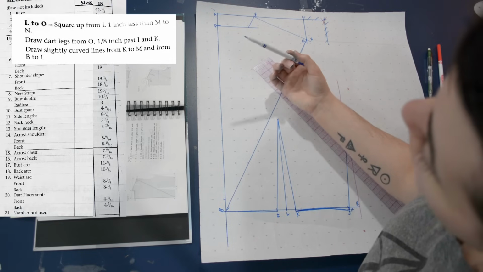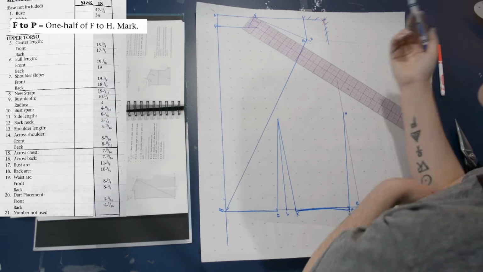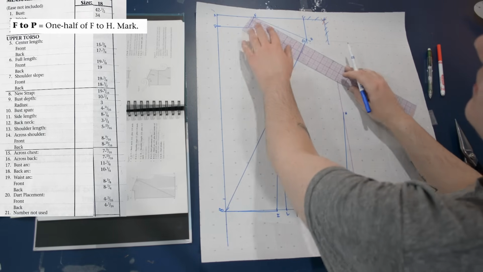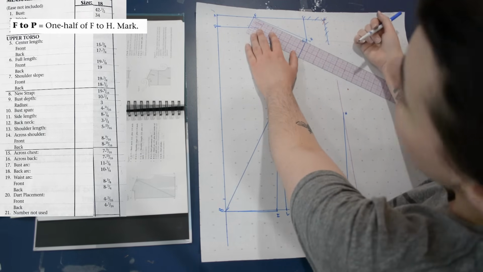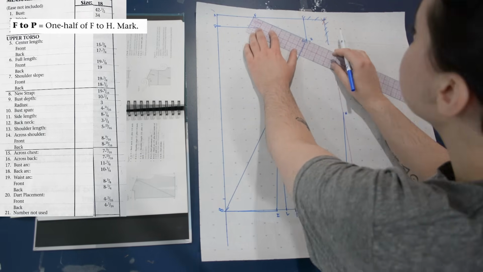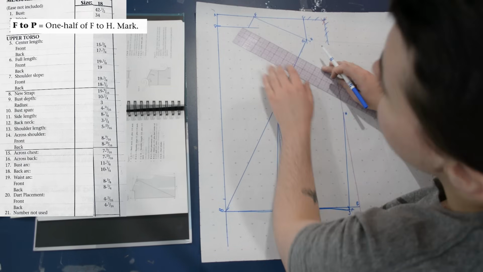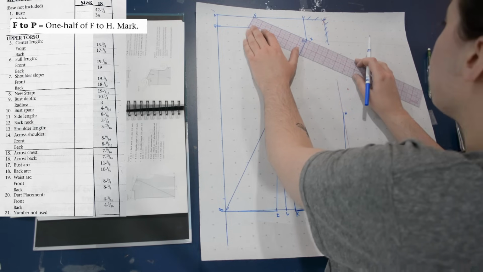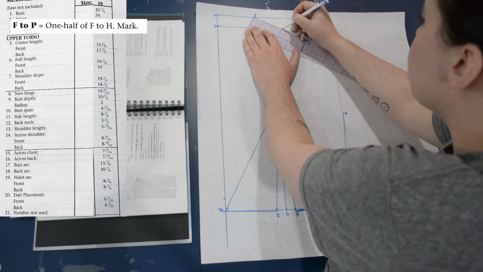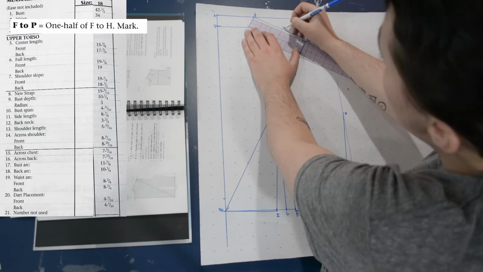F to P. For the shoulder dart up here in the back, of course, I always eliminate this dart, so I'm not even thinking about it. F to P is 1/2 of F to H. So F to H here minus 6, so I can come in at 3, and this is now P.